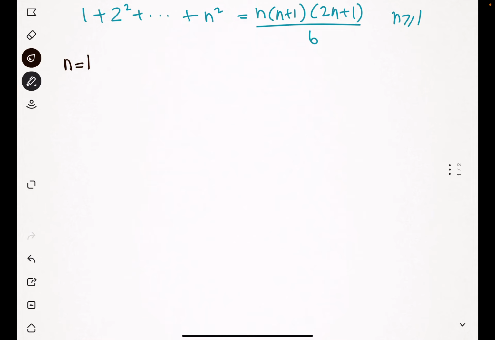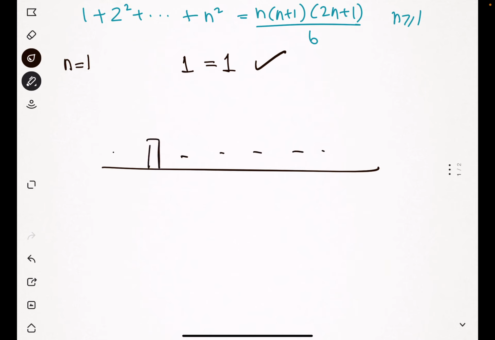You show that in the first part here, when you put n equal 1, you just get 1. And in the second part, when you substitute 1 here and here, you also get 6 over 6, that is equal to 1. So then it is true for the first element. That means in your line of dominoes, the first domino falls.